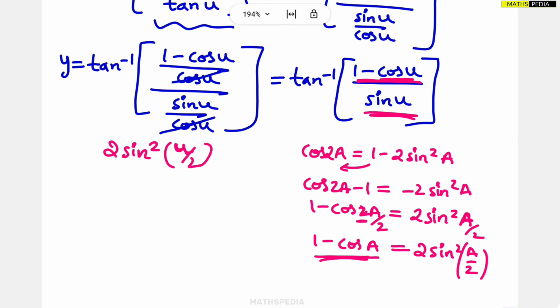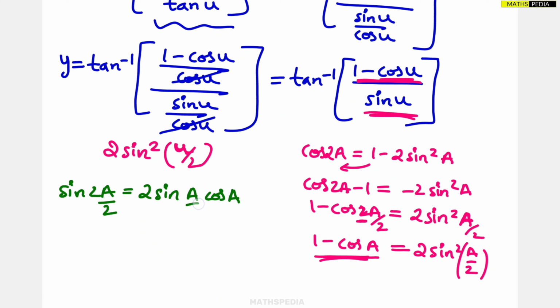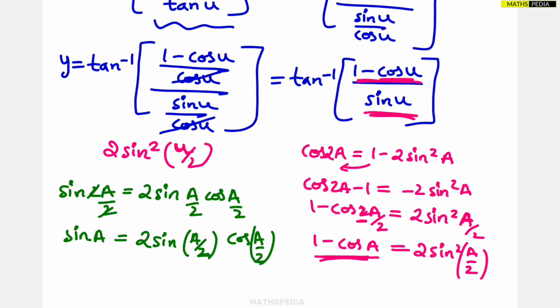We'll simplify that also. Here we have studied one formula: sine 2a is equal to 2 sine a cos a. If I divide the angle by 2, everywhere I have to divide the angle by 2. So it will be sine a is equal to 2 sine a by 2 into cos a by 2. What is the use of doing that? Because here in the numerator there is 2 sine square, in the denominator 2 sine into cos, and this will get cancelled. So sine by cos will become tan. So it is very easy for you to get the tan function.